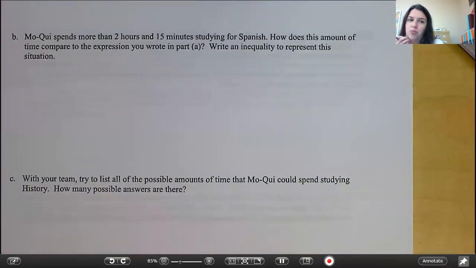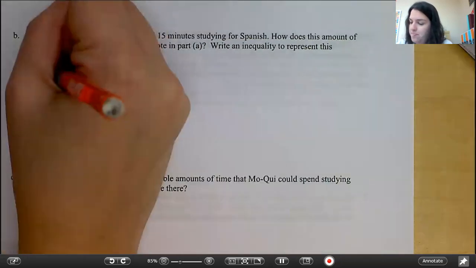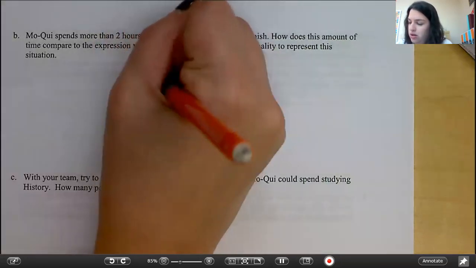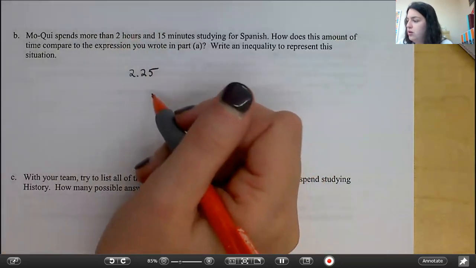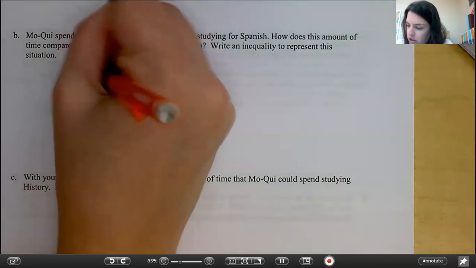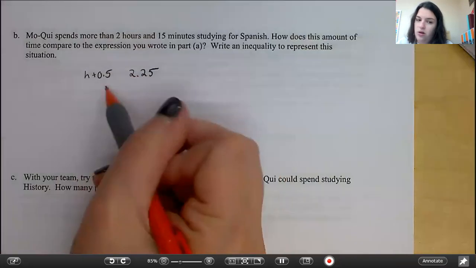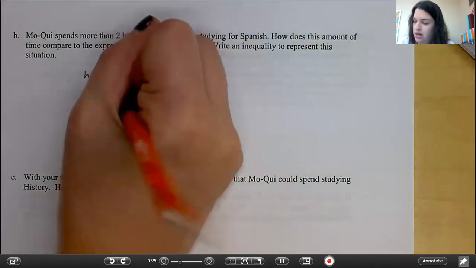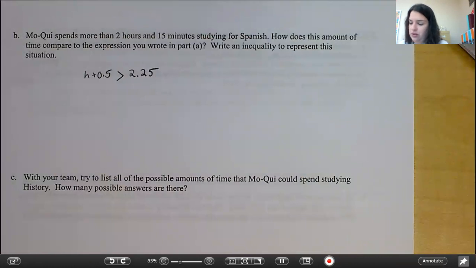Moving on to B. Moqui spends more than 2 hours and 15 minutes studying for Spanish. How does this amount of time compare to the expression you wrote in part A? Write an inequality to represent this situation. Well, 2 hours and 15 minutes, when we convert that into a decimal, is 2 and 25 hundredths. So we know he wants to spend more than that. So H plus our 5/10 is going to be greater than 2 and 25 hundredths.